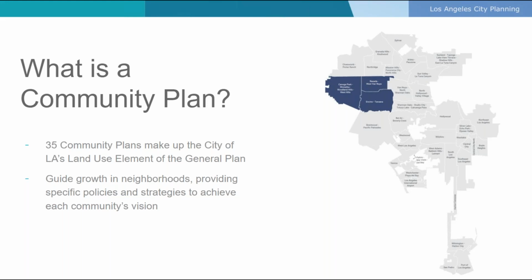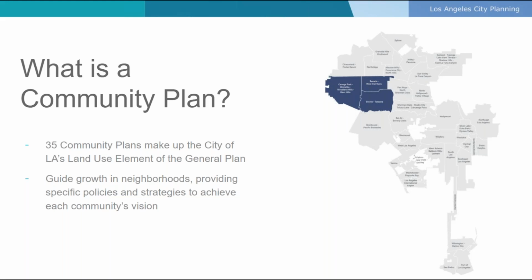In the city of Los Angeles, the land use element is divided into 35 community plans. The community plans function as a guide for growth in each of LA's diverse neighborhoods. Together, the 35 community plans support the broader objectives of the general plan and play an important role in bolstering housing and job opportunities in the city, conserving open space and natural resources, and balancing different neighborhood needs.